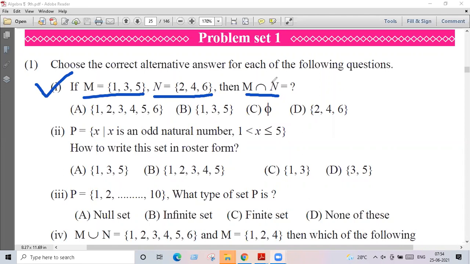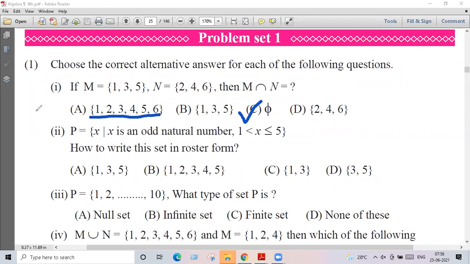If you see here, you will not get anything common. 1, 3, 5, 2, 4, 6. So there is no common element between M and N. Therefore, it is called phi set. Right? Nothing is common, these are disjoint sets. So your answer is option number C.